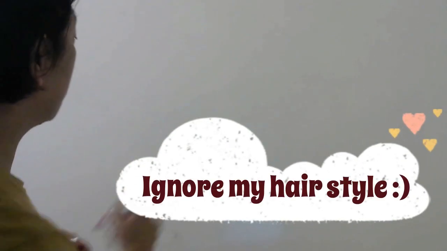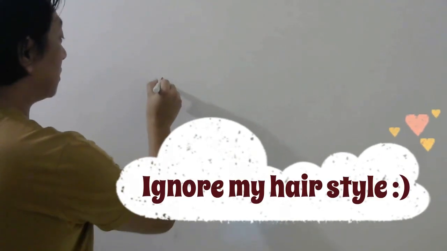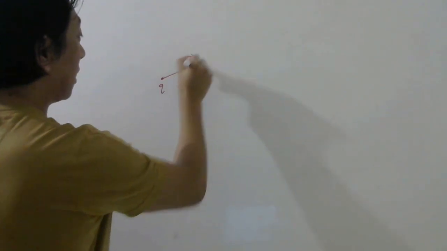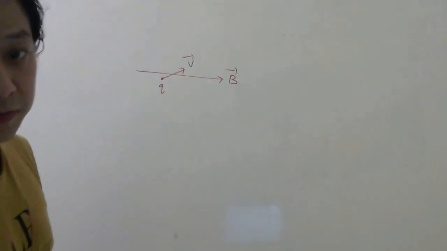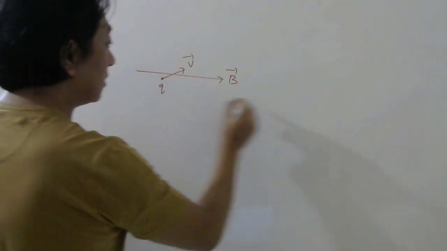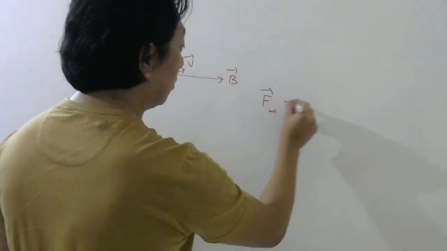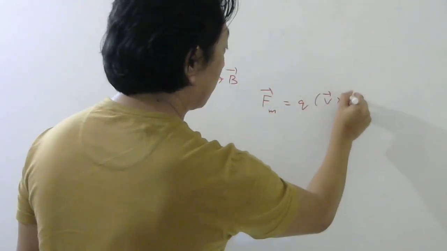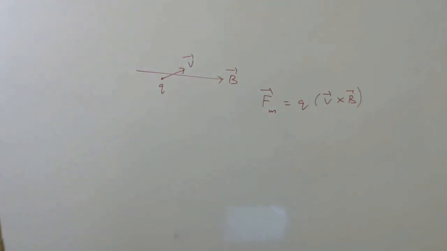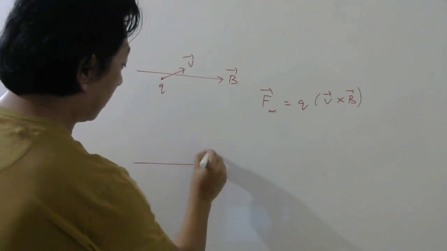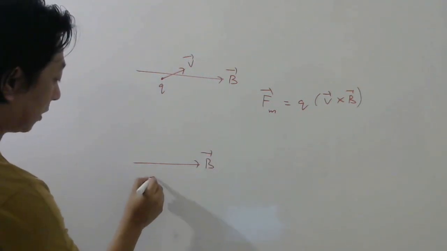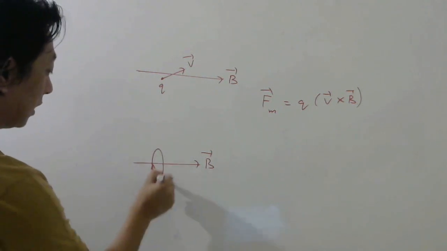So before we start solving the questions, let us see some important formulae in this topic. We have already discussed when a charge Q moves with velocity V bar in an external magnetic field, this is external magnetic field from outside, then it experiences a magnetic force given by the formula Q V bar cross B bar. And we have also understood that if this charge moves perpendicular to the magnetic field, then it starts moving in a circle.